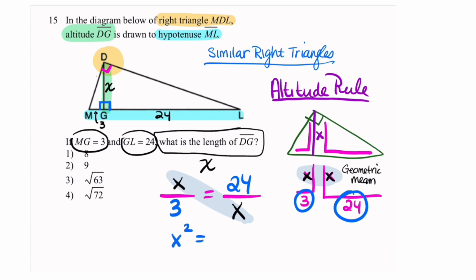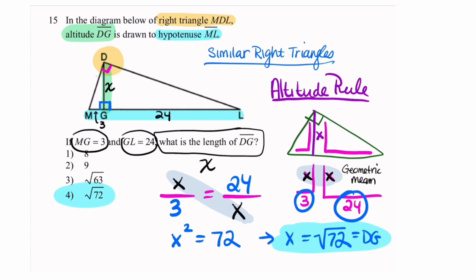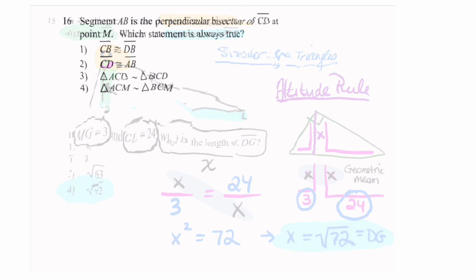From this, we cross multiply and get x squared equals 72, which solves by taking the square root, and that gives us x equals the square root of 72. So that's DG and choice 4. The altitude rule, a handy one to know.